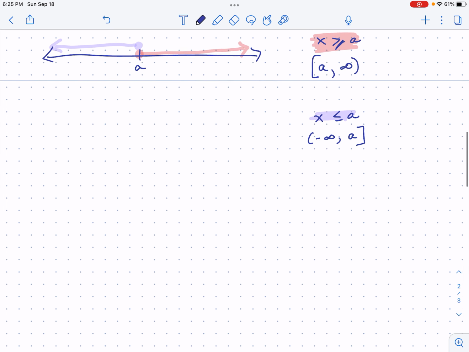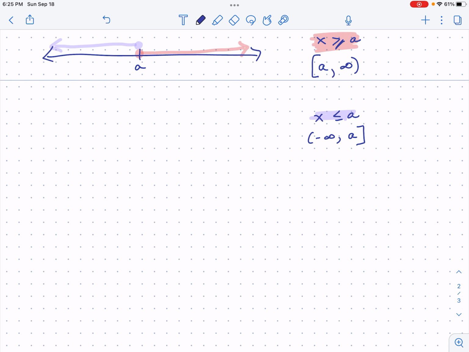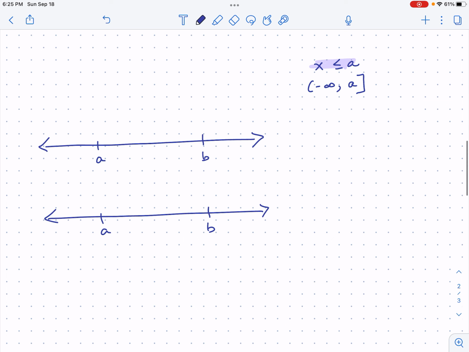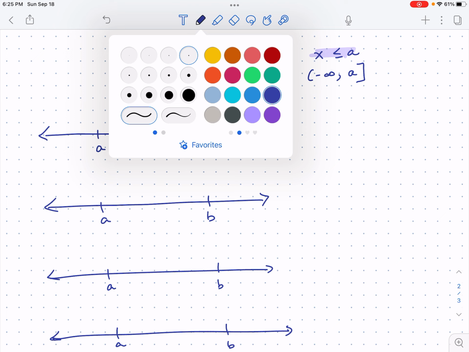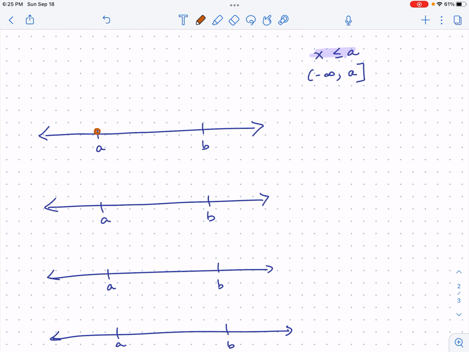We can also do this for sets that don't involve infinity. So there, we have two numbers, a and b, and we're going to have four possibilities. So I'm going to make four number lines here that all include these arbitrary values, a and b. We can see that a is smaller than b in each case because it's to the left of it on the number line. And our first case might be that we want all of the values that are between a and b, including a and b.